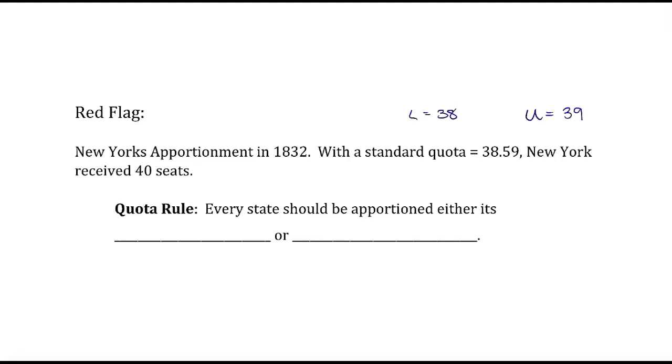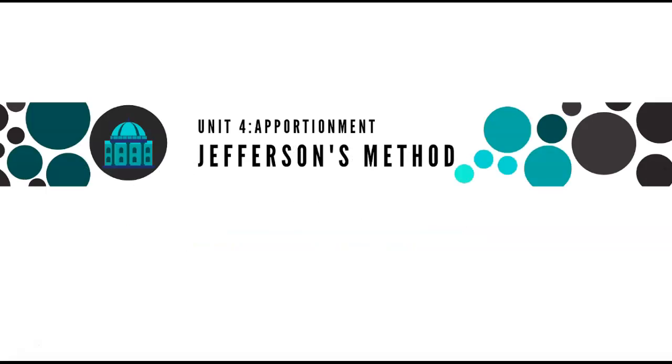According to the quota rule, every state should be apportioned either its lower quota or upper quota. Anything lower than the lower quota is called a lower quota violation, and anything higher than the upper quota is called an upper quota violation. So in 1832 with New York, this is an example of an upper quota violation, which unfortunately can occur with Jefferson's method. And those are the basics of Jefferson's method of apportionment.